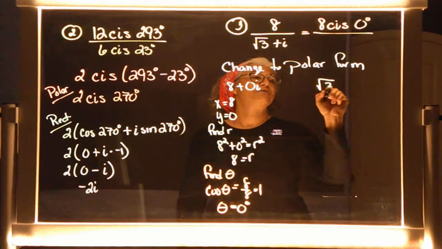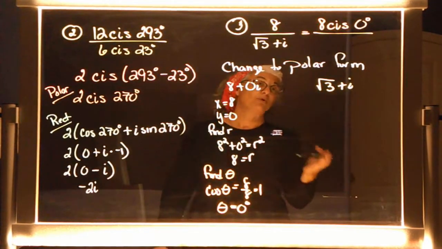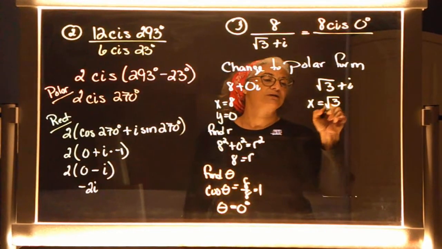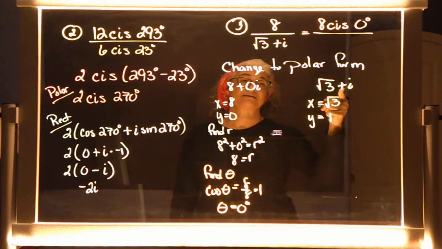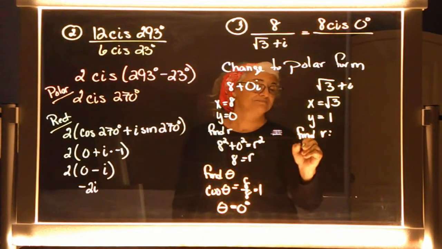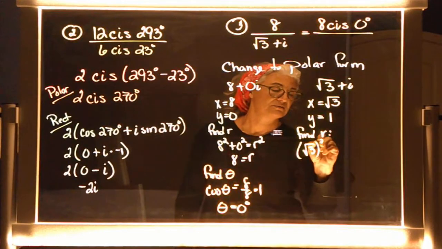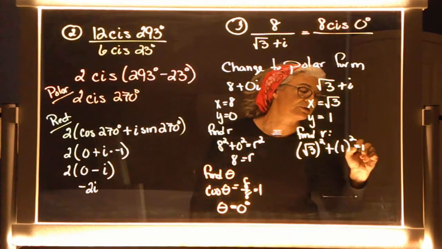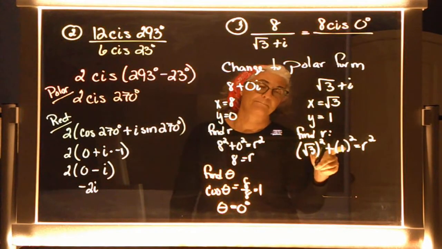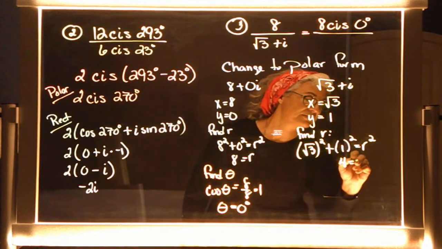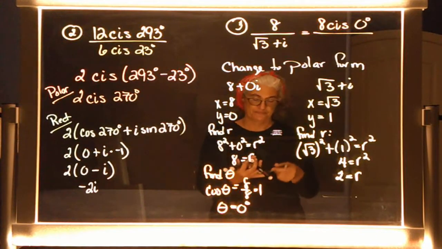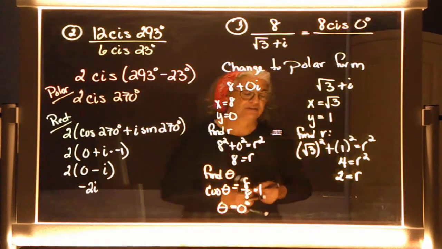Let's look at the square root of 3 plus i. We want to change it to polar form. So, x is the square root of 3 and y is 1, isn't it? Because that's the coefficient of the i. So to find r, we have square root of 3 squared plus 1 squared equals r squared. What's this squared? 3 plus 1. So 4 is r squared, and r equals, excellent, 2. Now what? Good. Find theta.